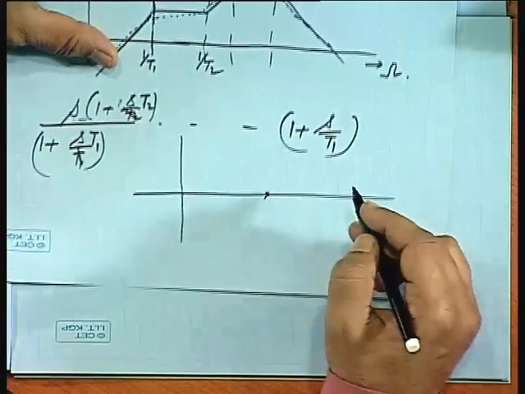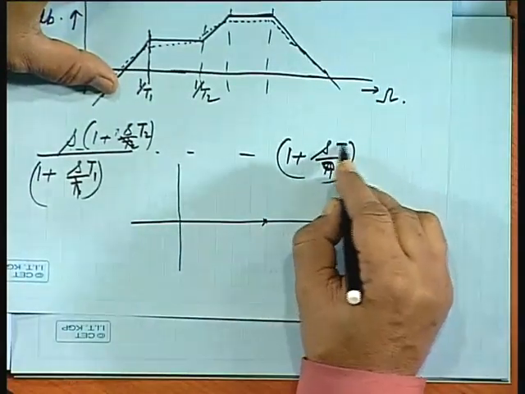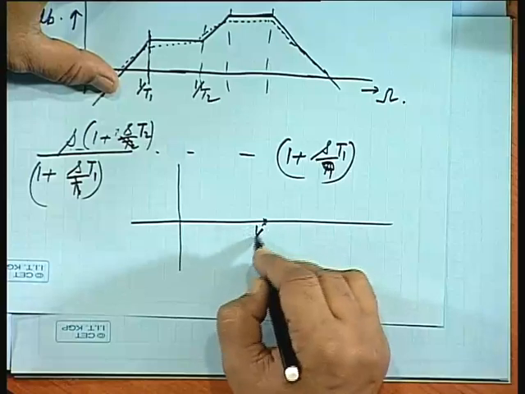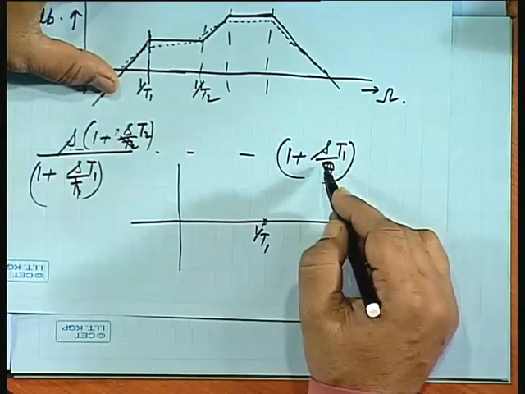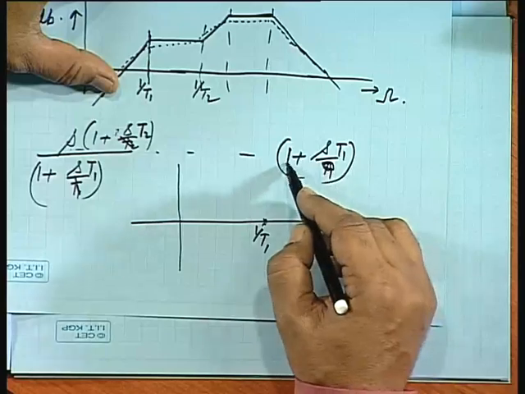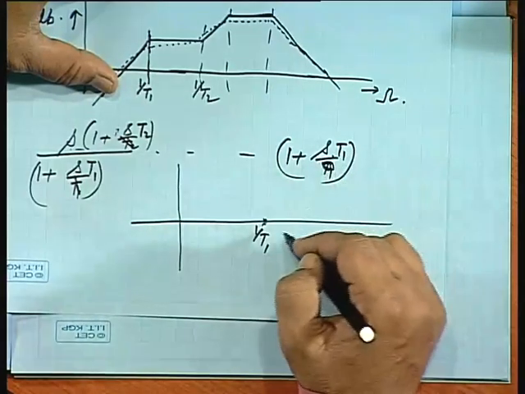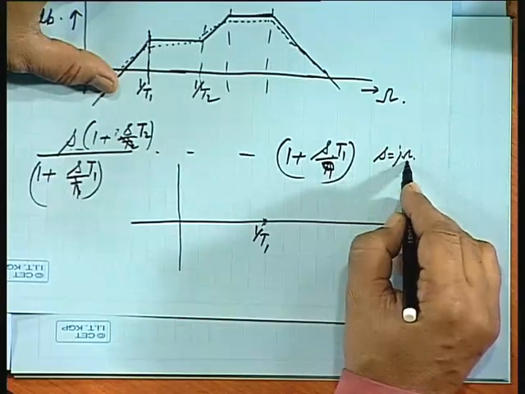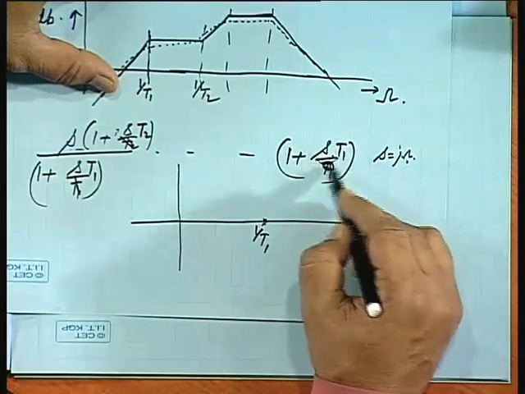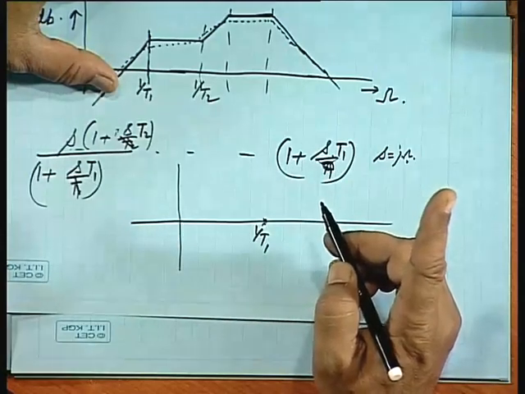Okay. Now, at 1 by T1, how much is the angle? It is 1 plus j omega T1; at a frequency s equal to j omega, at omega equal to 1 by T1, this becomes j. So, 1 plus j, that is 45 degrees. This is what you do in Bode plot, is it not?